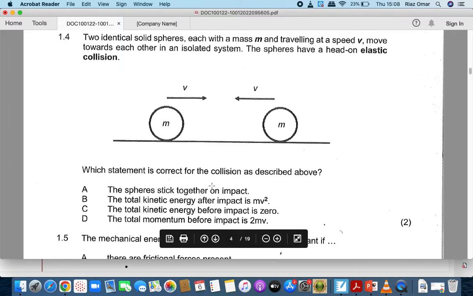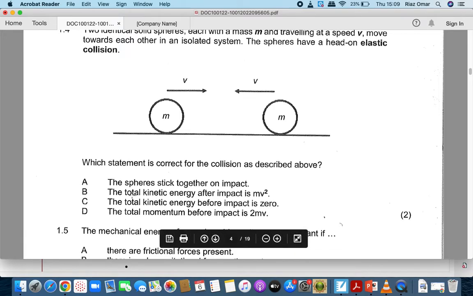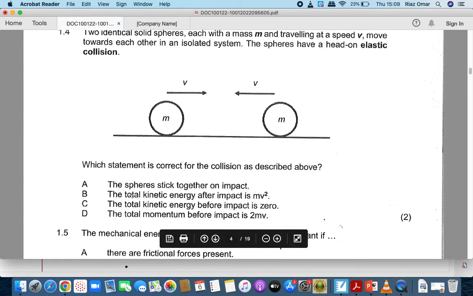The spheres stick together on impact. It says elastic collision, so that first part won't fit. The second part, the total kinetic energy after impact is mv squared. So this is half mv squared for the first object, and a half mv squared for the second object. So half mv squared plus half mv squared will give you 1 mv squared. So B is the correct answer.